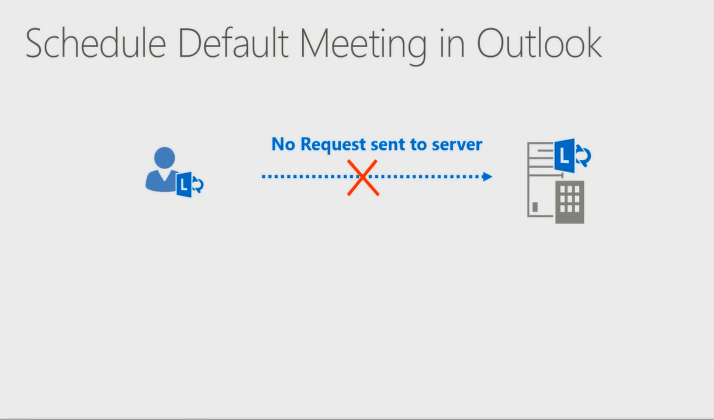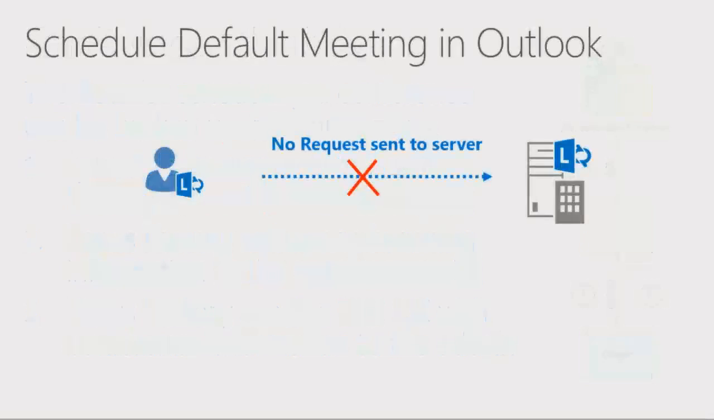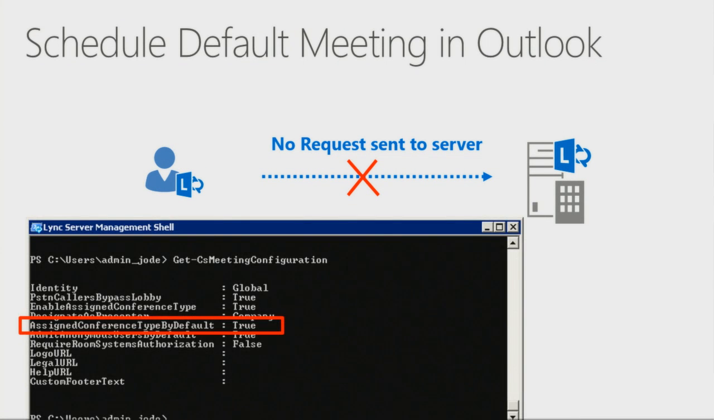And what we also found out was that we can actually schedule kind of offline meetings. So if you're sitting on the airplane, you can schedule a meeting. And how does that contradict with it? Because we are actually talking to the Focus Factory live here, right? But if we have the default meeting setting on, it's on this slide, I think, here. So if we have assigned conference type by default enabled to true, that actually means that we will always have our default meeting ID be the same ID.